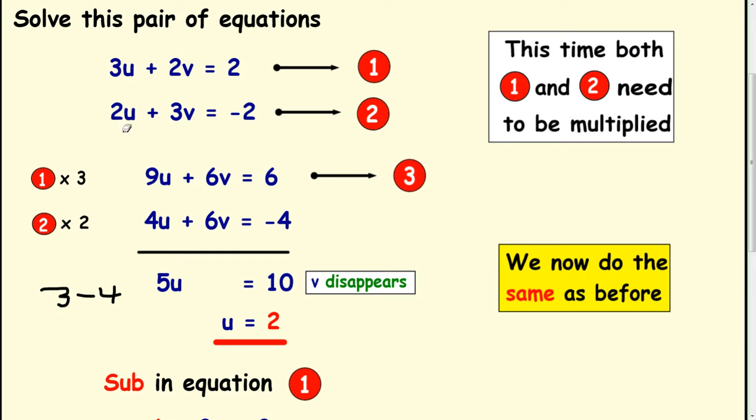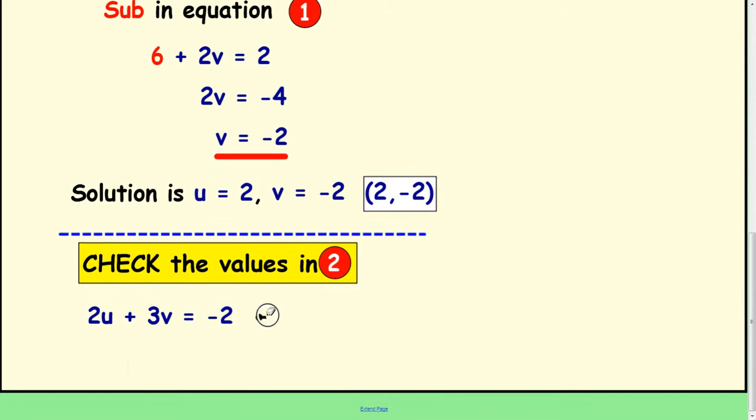Right, we're just checking this bottom one. So 2u plus 3v equals minus 2. We're saying that u is 2, so 2 2's are 4, because that means 2 times u. And 3 times v, 3 times negative 2, that's negative 6. So we're doing 4 add negative 6. Now if you do 4 add negative 6, it's kind of like 4 take away 6, which is minus 2.